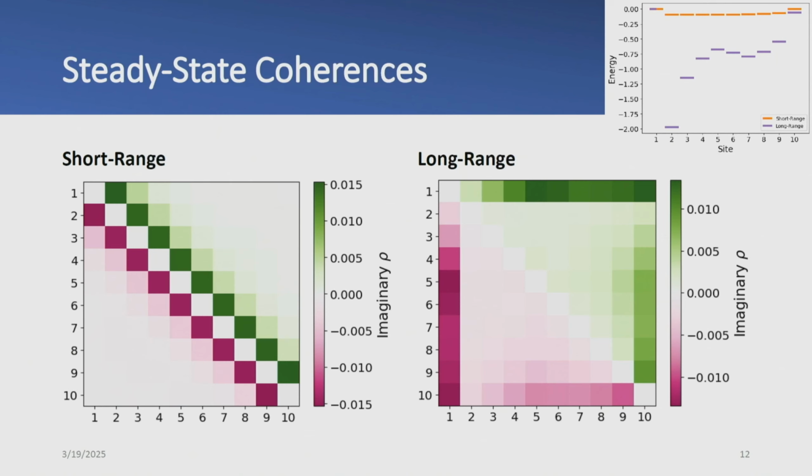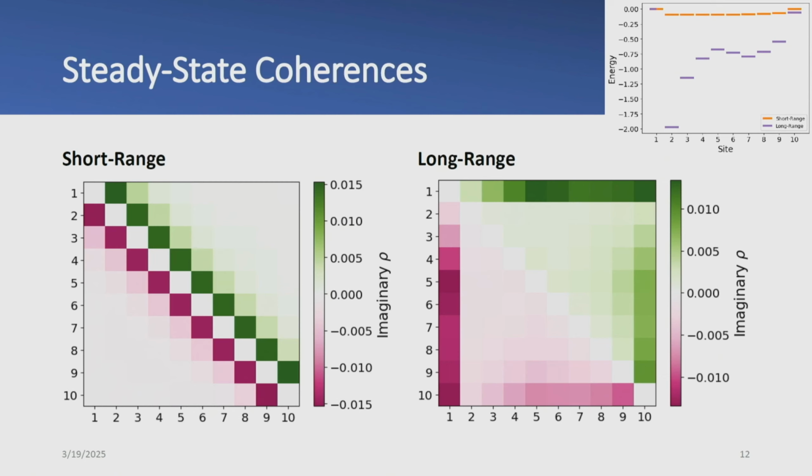Right, so you can see how there's little to no coherences between site 2 and all the other sites, which isn't too surprising given how much farther away site 2 is in energy compared to all the other sites. You can see though that site 1 has strong coherences with every other site, but specifically sites 5 and 6. There are strong coherences between site 1 and site 5, and also strong coherences from site 1 to site 10.